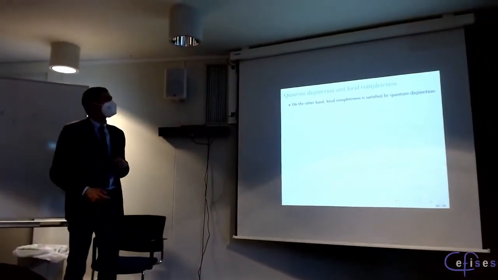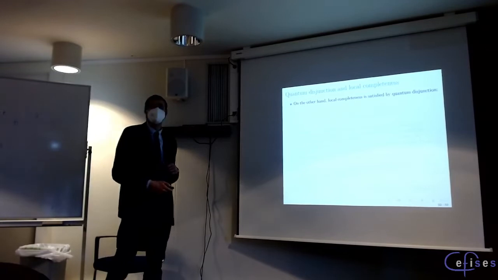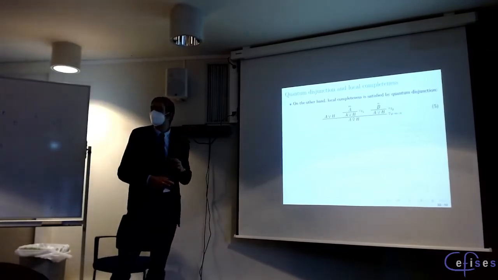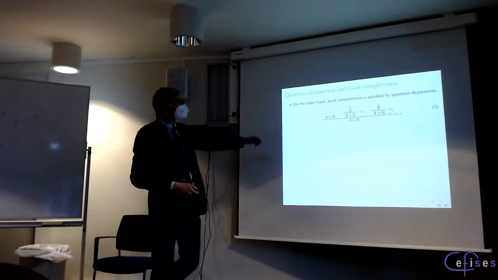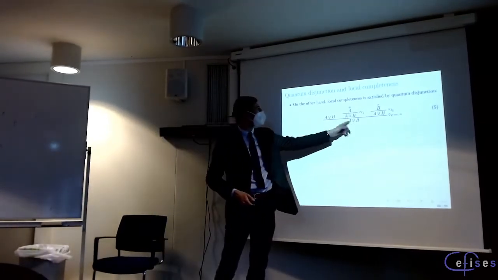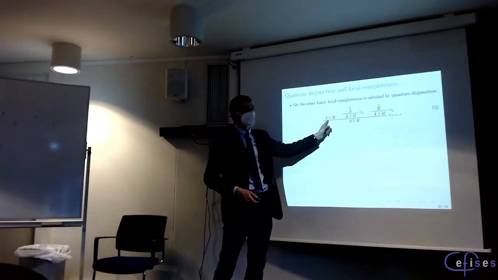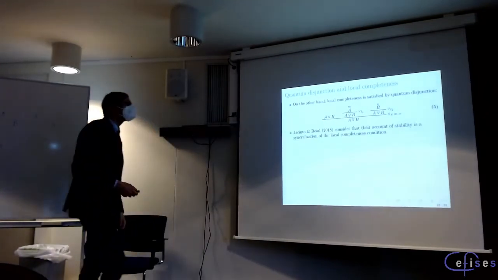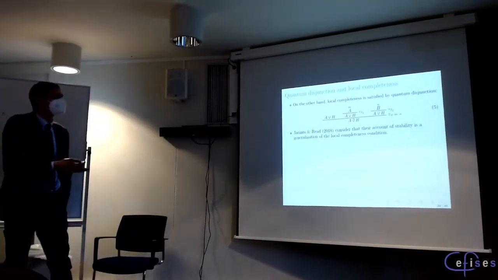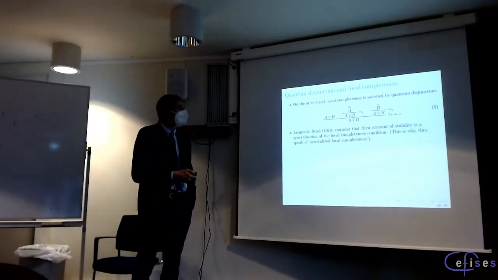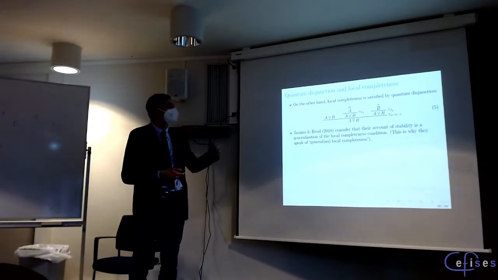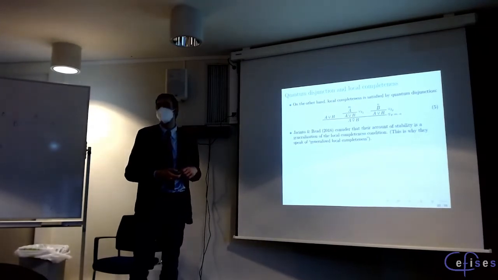Notice on the other end that local completeness is satisfied by quantum disjunction. So quantum disjunction is a little bit better than this connective because you can derive A quantum or B from A quantum or B. Okay? Now, Jacinto and Read consider that their account of stability is a generalization of the local completeness condition. And this is why they speak of generalized local completeness.